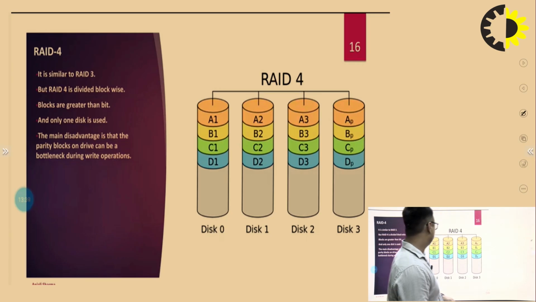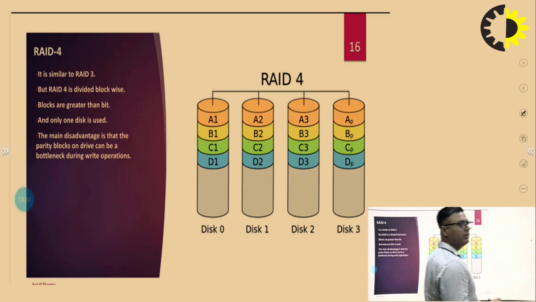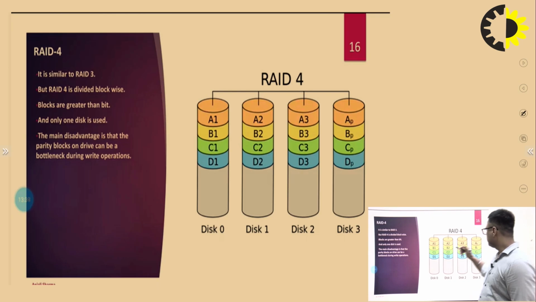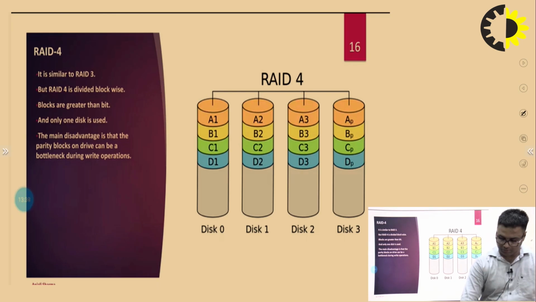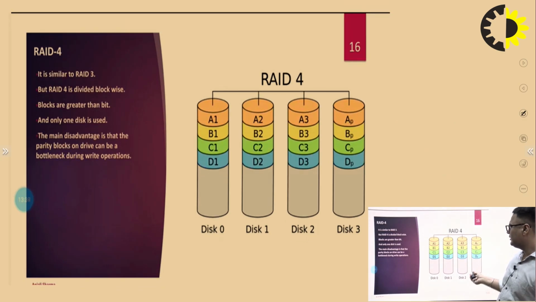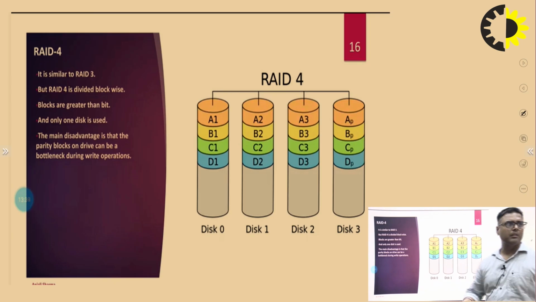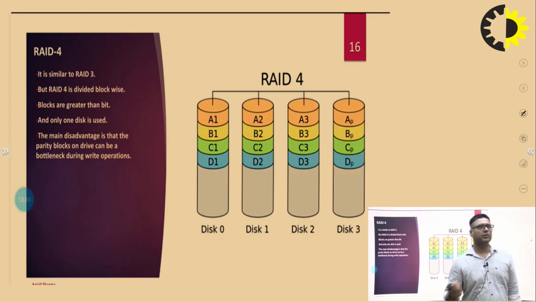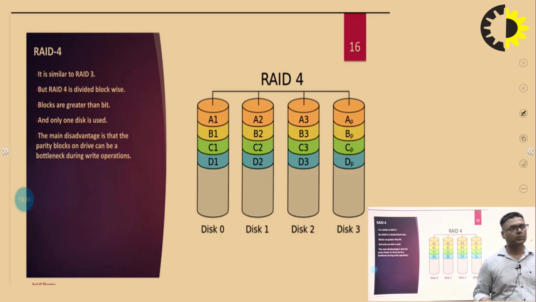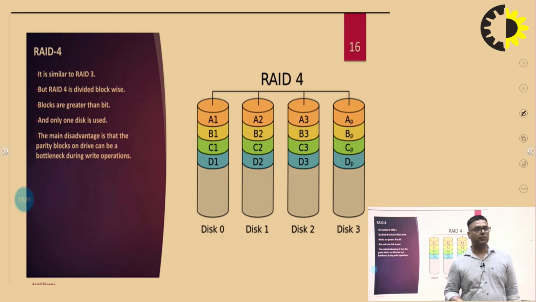Next is RAID 4. RAID 4 is basically similar to RAID 3, no changes, but RAID 4 is divided block-wise. Suppose blocks A1, A2, A3. You have to see the pictures in this form, which is similarly the same, no changes. So here you just have to give the theory. It is similar to RAID 2 and 3, but RAID 4 is divided block-wise, with a block of greater than a bit, and only one parity disk is used. The main disadvantage is that the parity disk can be a bottleneck during operation.